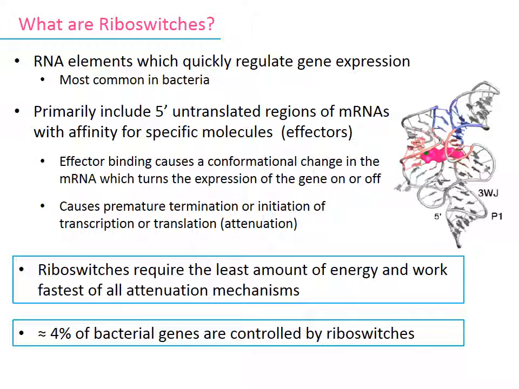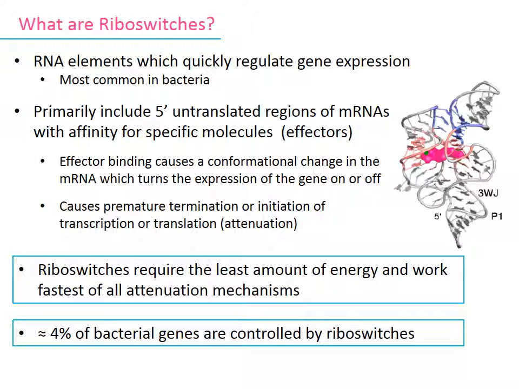They act kind of like a switch. When the effector is bound to the riboswitch, it changes the conformation of the 5' region, which either turns on or off the expression of that gene. Changing the conformation of a riboswitch results in transcription or translation attenuation. And attenuation is the premature termination of either of the two processes.